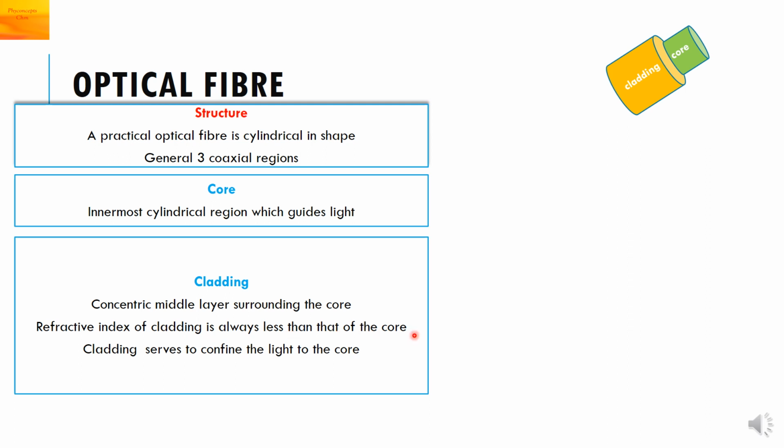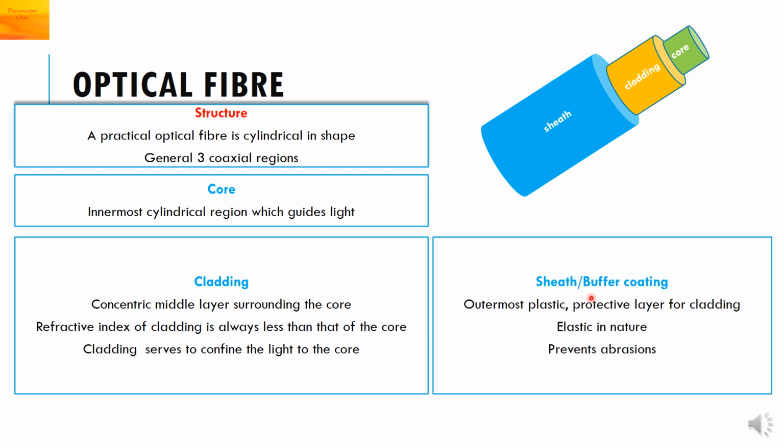So that the condition for TIR is satisfied, which requires that there is a denser medium and a rarer medium, and the light will be passing from the denser to the rarer medium, and that time TIR can occur if the angle of incidence is greater than the critical angle. So the cladding actually serves to confine the light to the core. Third part is the sheath or the buffer coating. It is the outermost plastic layer. It is a protective layer. We can say it is a protective layer for the cladding. It is elastic in nature and prevents abrasions.